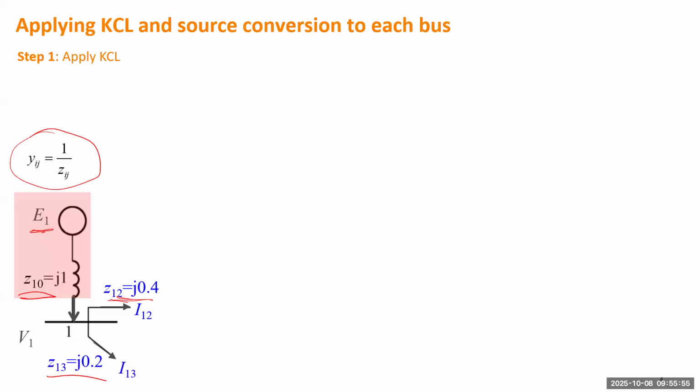So there are two steps we need to do for each bus. The first step is we simply apply Kirchhoff's current law. On the left-hand side will be the current going into the system, and on the right-hand side will be the current coming into this bus, right? So it will be voltage E1 minus V1, divided by the impedance. But we already changed this impedance to the admittance, 1 over Z10, right? So it will be this equation. The next step, we multiply each voltage by that admittance, which creates 2 items.